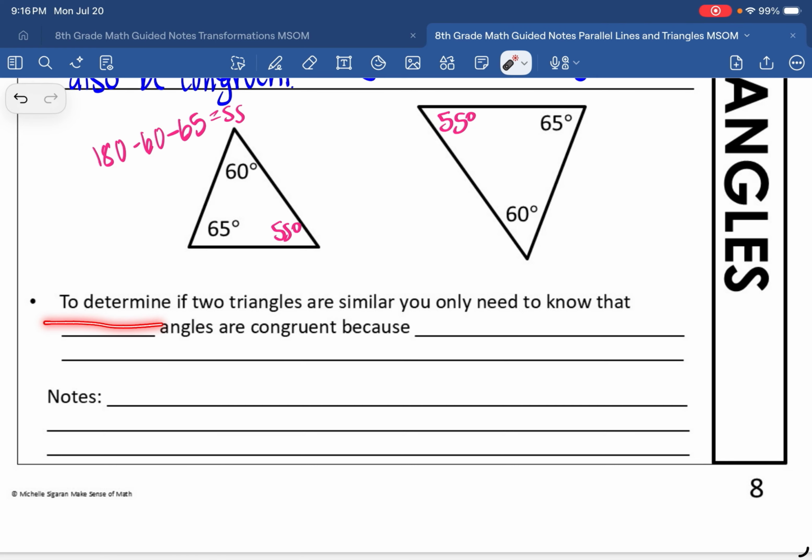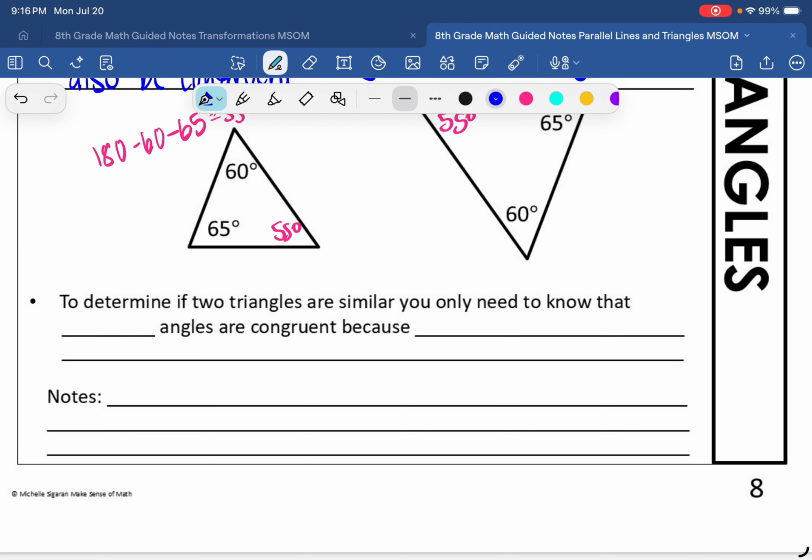To determine if two triangles are similar, you actually only need to know that two angles are congruent because the measure of the third angle will also be the same since the sum of the angles is 180 degrees.